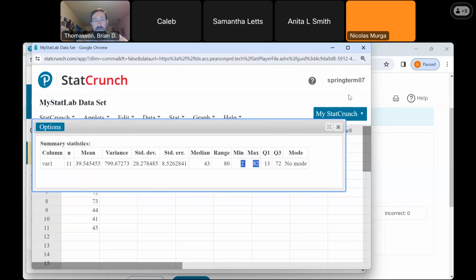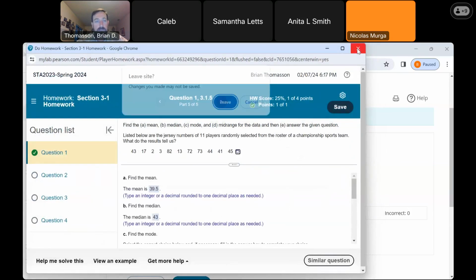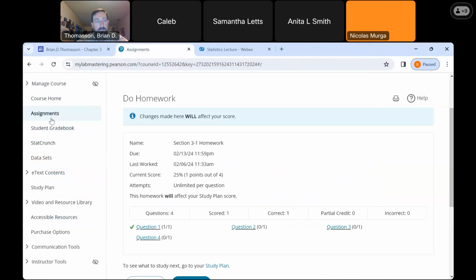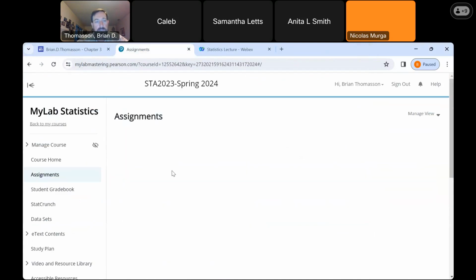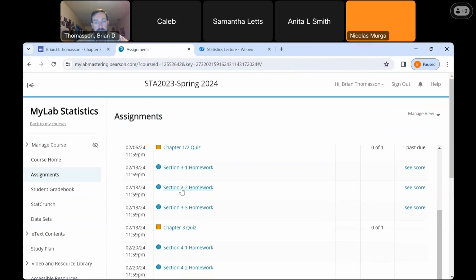Okay, all right. Let's see. I want to go to the next section. There are 4 problems in this section. All are identical to that: find the mean, median, mode, and mid-range. Those are all very similar. Okay, and then we have 3.2.